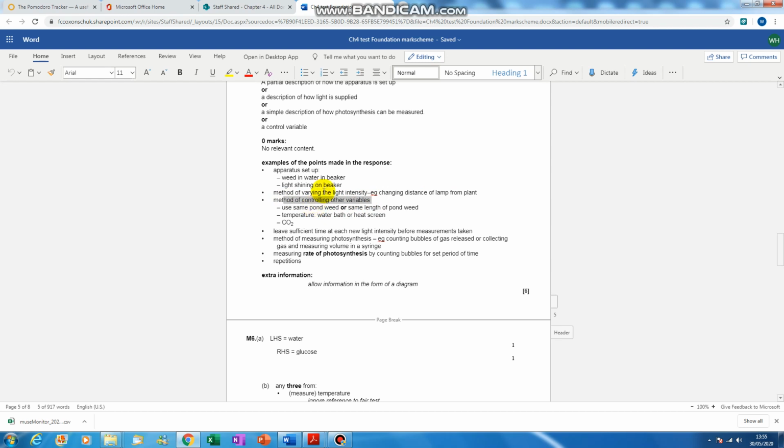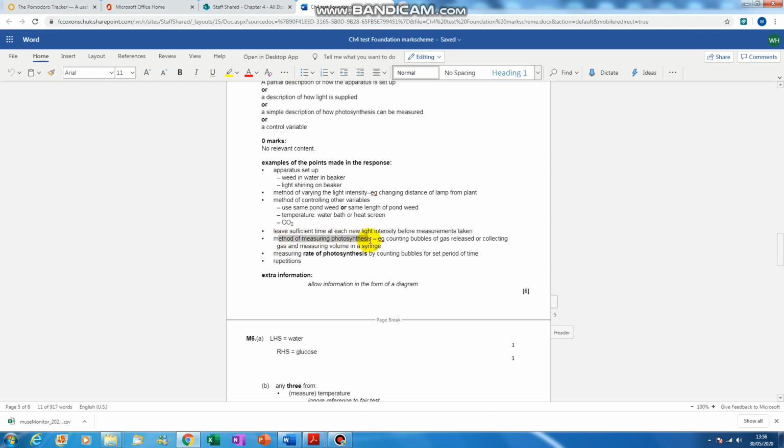How are you going to control the other variables? So you could have said make sure you had the same pondweed, or the same length of pondweed. Like me, you could have talked about keeping the temperature constant, or you could have talked about keeping CO2 constant. So other control variables, making sure that you left sufficient time after changing the light intensities, so you got a reliable reading of your new light intensity.